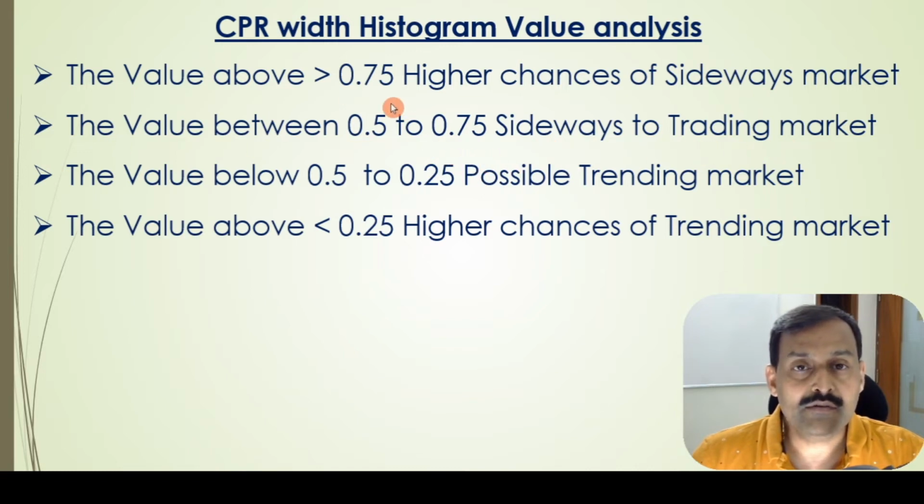And any value that is greater than 0.75 is definitely a much wider CPR, and there are higher chances of a sideways market. And a value from 0.5 to 0.25 is a narrow CPR, and there is a possibility of a trending market. And a value which is less than 0.25 is definitely a much narrower CPR, and the chances of a trending market are higher.